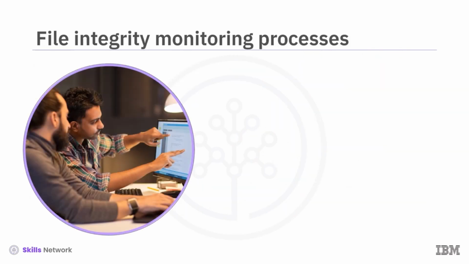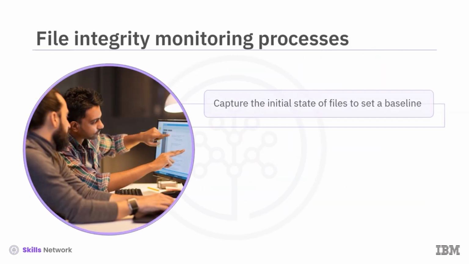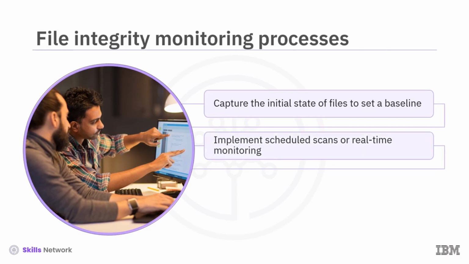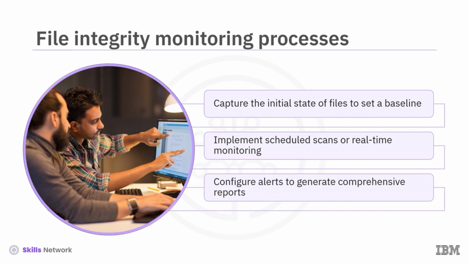The processes involved in file integrity monitoring include capturing the initial state of files to set a baseline, implementing scheduled scans or real-time monitoring, and configuring alerts to generate comprehensive reports. These processes are crucial for effective file integrity management. Next, learn about the 3 essential steps to implement file integrity monitoring.